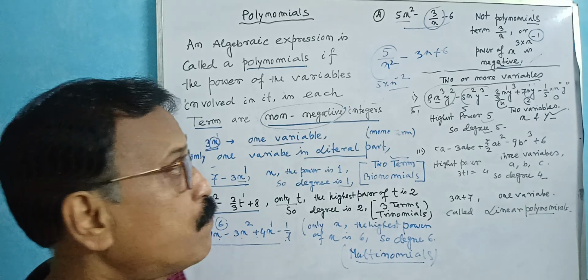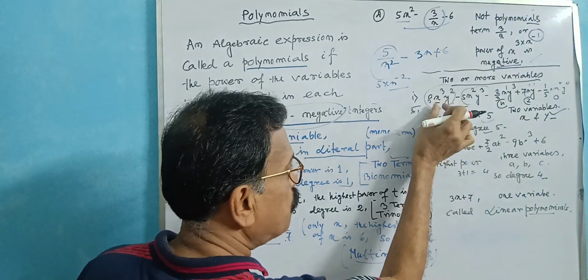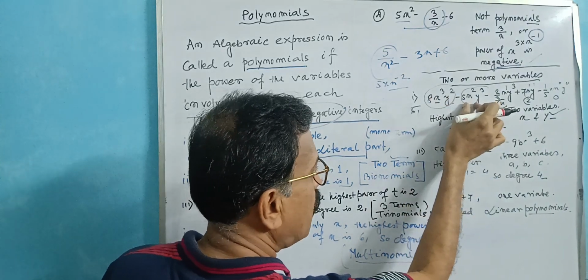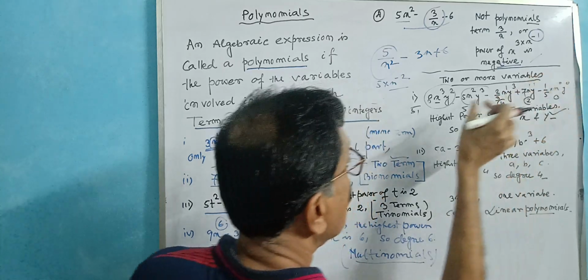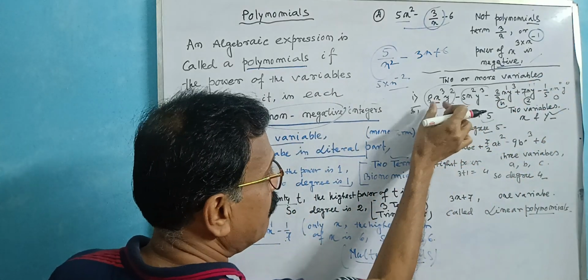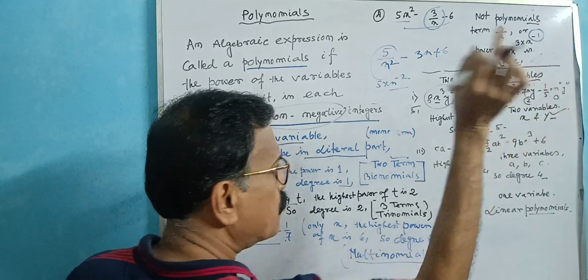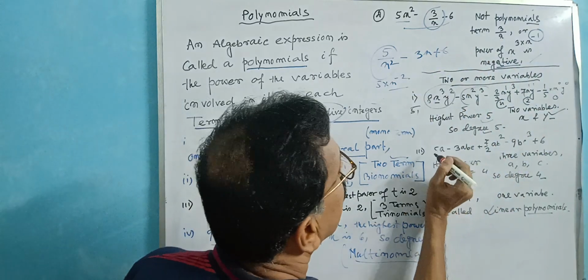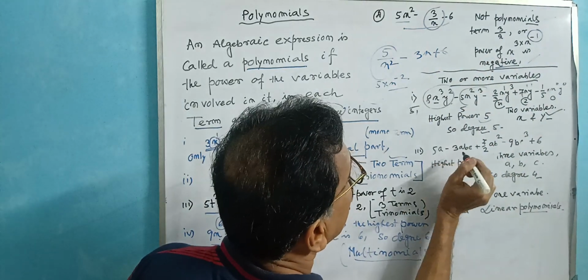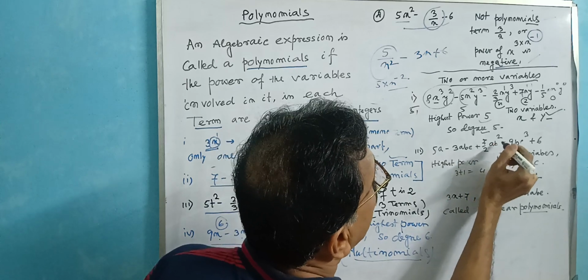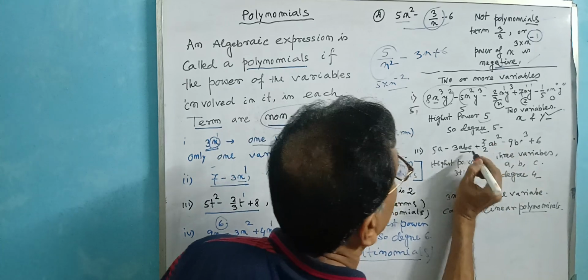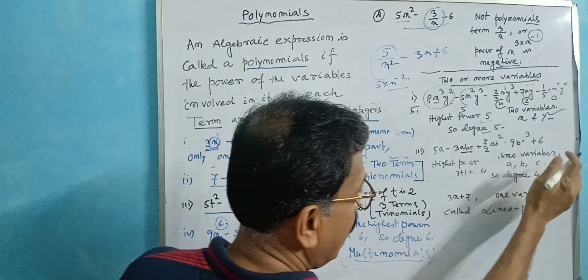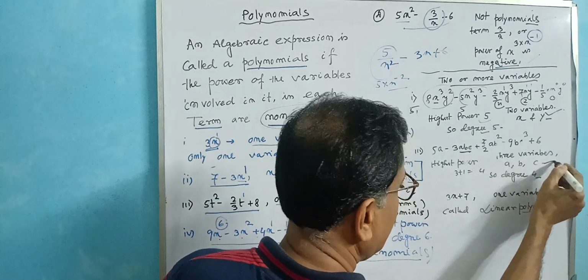And what is the highest power of each and every term? Here 5 is the highest total power. Here is 5, here is 4, here is 2, here is 0. So the highest power is 5. Now here there are three variables: 5a, 3abc, 7 by 2 ab square. So there are three variables, a, b, c, separately.